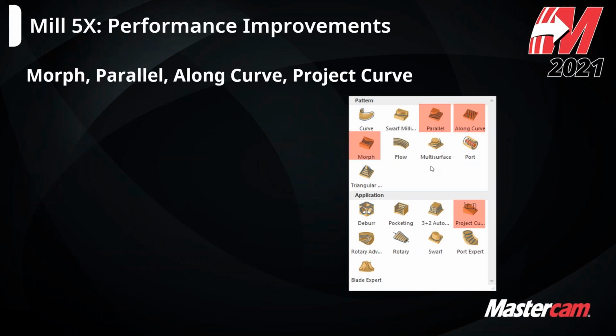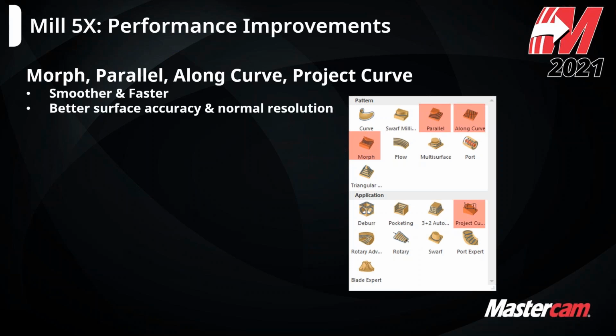Then we have some performance improvements, and I mentioned this in the last webinar as well, but there were a handful of multi-axis toolpaths that were optimized and enhanced here for 2021, and I have the ones that were specifically worked on highlighted there: morph, parallel, along curve, and project curve. But what you're going to see in these toolpaths is they're just going to have smoother tool motion as well as faster calculation times.